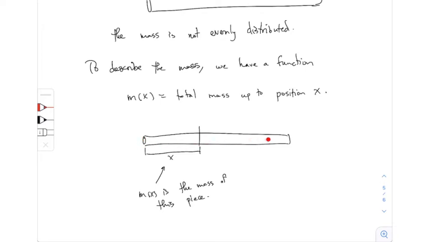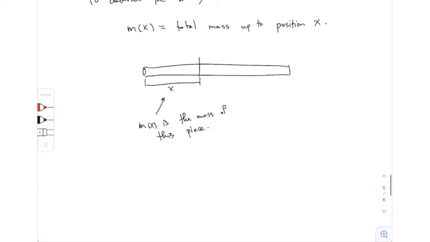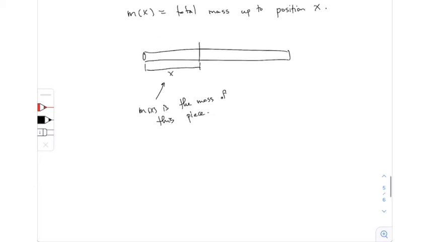It's just a matter of at what points is it increasing more. At some places, it's increasing more than others, right? So this is how you would describe such a situation. For example, what might this function look like?